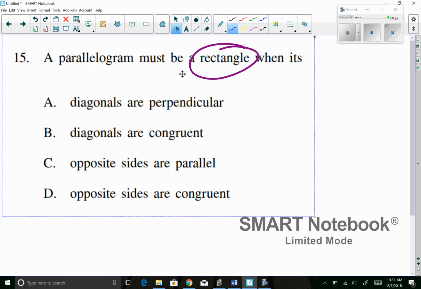Rectangle. Special properties of a rectangle is the angles are all 90 degrees and the diagonals are congruent. So diagonals are congruent is a choice, so that's the answer.